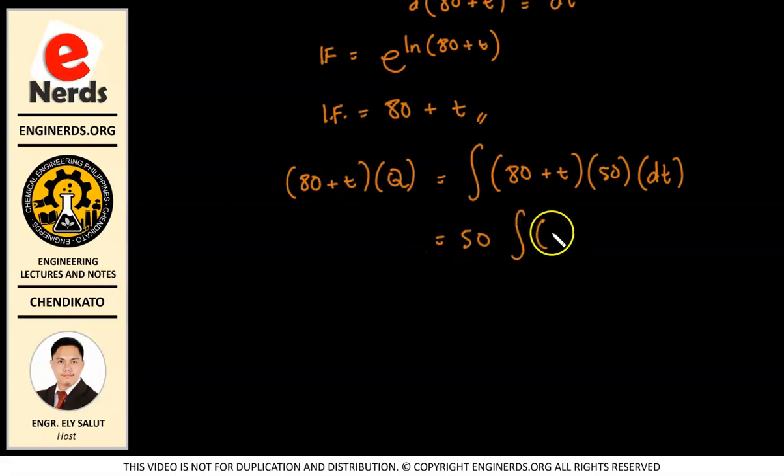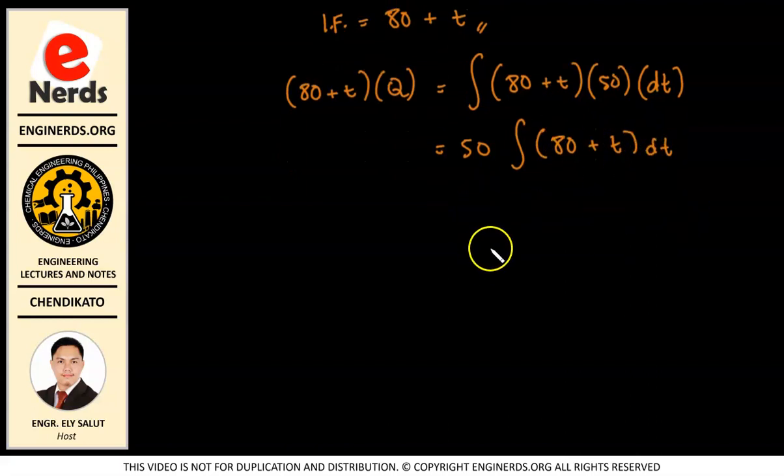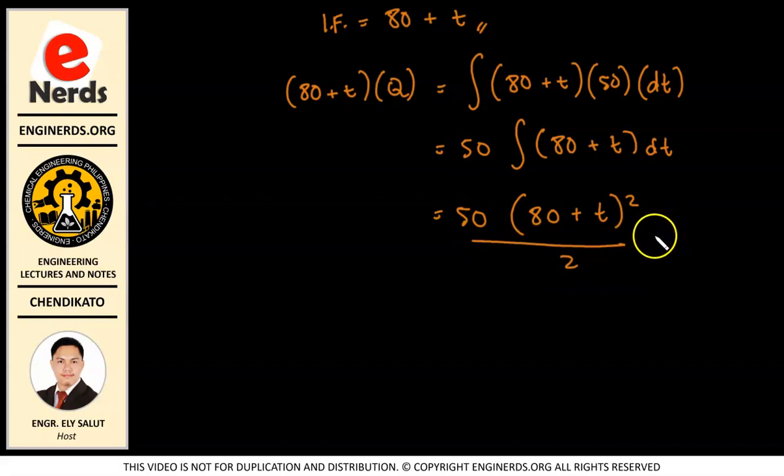So we have here the integral of 80 plus t dt. The derivative of what's inside the parentheses is just dt, no? So that means we will have here 50 times, let me correct that, 80 plus t squared over 2. Then, since this is an indefinite integral, we'll have a constant. I'm not going to use C because we might get confused with concentration, so I will just use K instead.